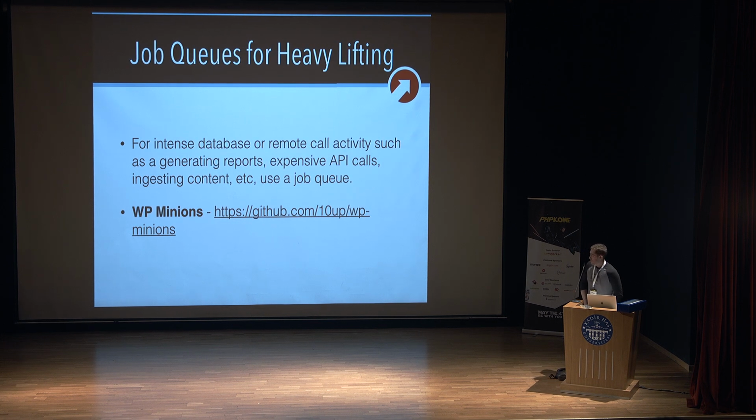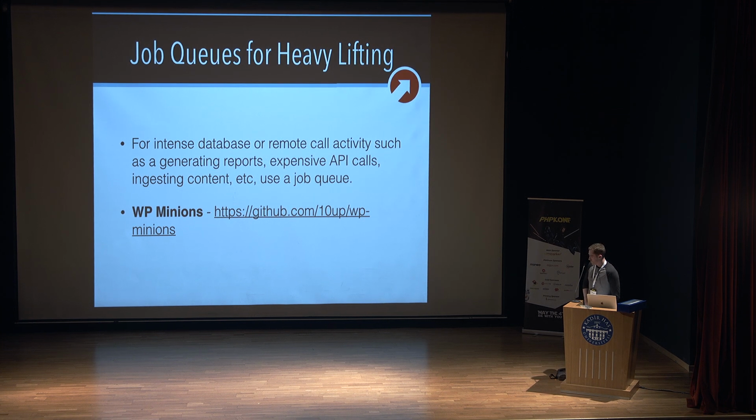So job queues: if you're doing anything intense, like remote API calls, maybe you're ingesting content or creating some sort of complicated report, anything that's probably going to take longer than a few seconds to complete, it's probably best to use a job queue.